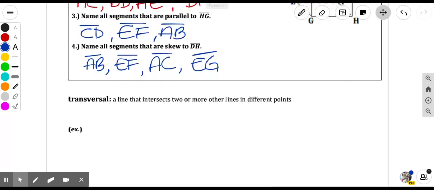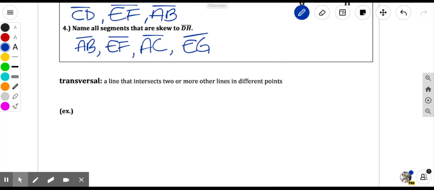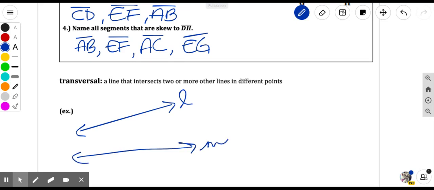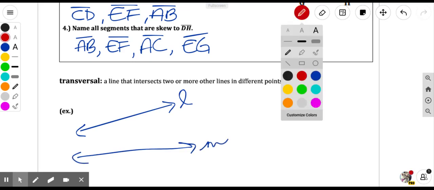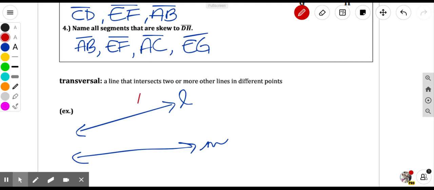Pretty easy. The next definition rather, is a transversal. A transversal is a line that intersects two or more lines in different points. So if I had two lines here, say this one was line L, and then I had maybe a line M. And then let's get a different color going on here. So this is two lines. And here is an example of what a transversal would look like. We'll call this one T for transversal. So line T is a transversal to L and M because it connects the two lines. It also intersects the two lines at different points. See how it doesn't intersect them at the same point?